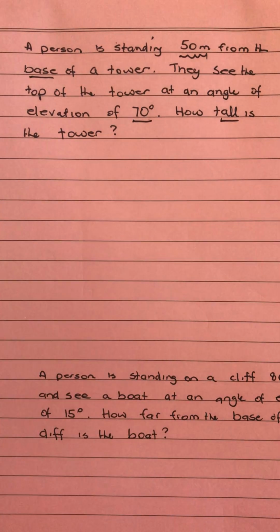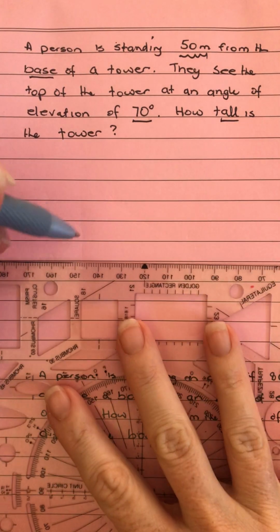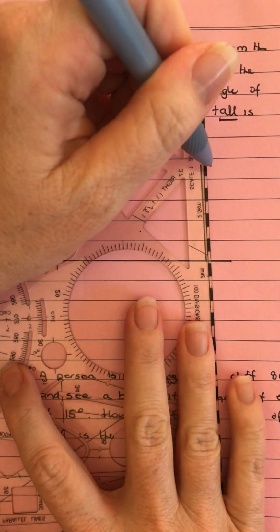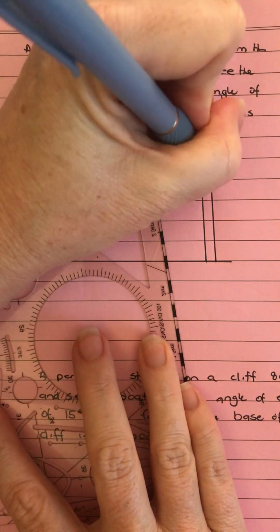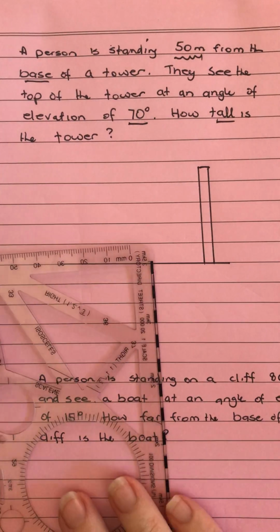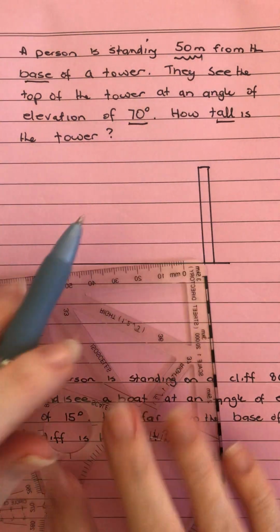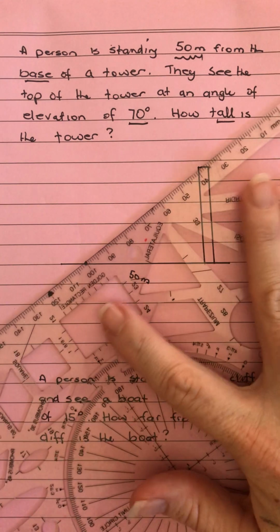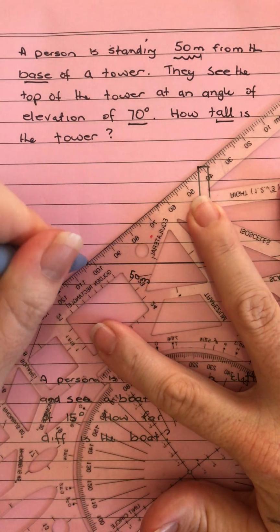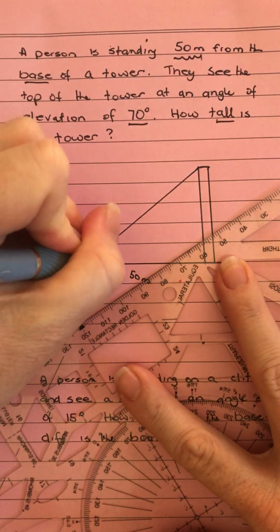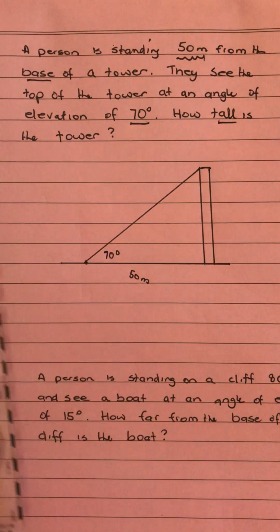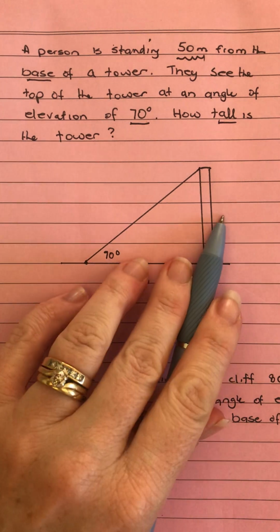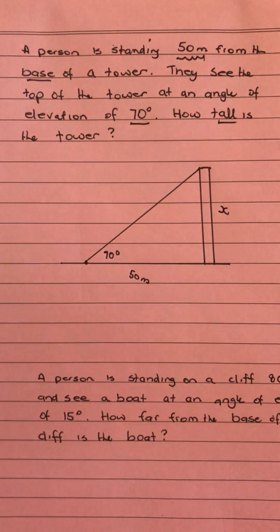So when we draw our sketch, we're going to have our horizontal line for the ground. We're going to have a tower that they can look at. And we know that the person is standing 50 metres from the tower, so we know that the distance along the ground is 50 metres. They are looking up at that tower, and they're looking up at an angle of 70 degrees. Now we don't have to measure those angles, we're just drawing a diagram. And we lastly want to fill in what do we want to know. We want to know how tall it is, so we put our X there.